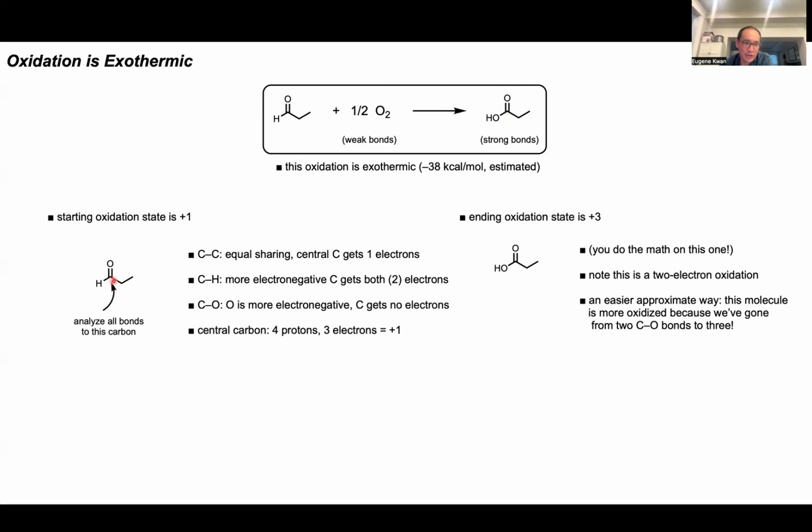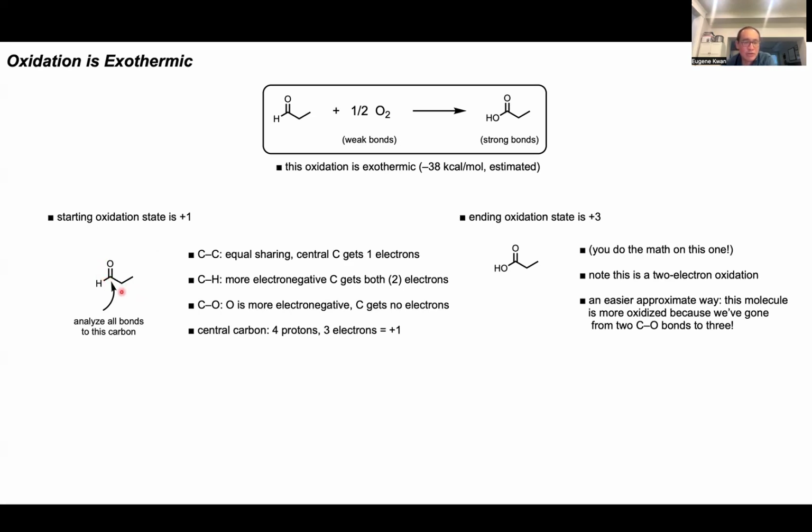But the more precise way is to look at the oxidation state of that carbon. Okay, so for example, we want the oxidation state at this spot. We're just going to dissociate all of the bonds ionically. So if we look at the CC bond, we know bonds have two electrons in them, and carbon has, of course, the same electronegativity as carbon. So we're just going to split those electrons equally, giving one to this atom and one to this atom. So now we have the central atom having one electron.